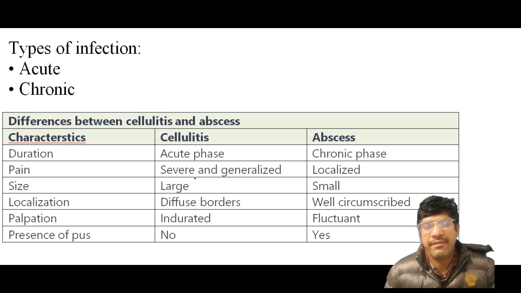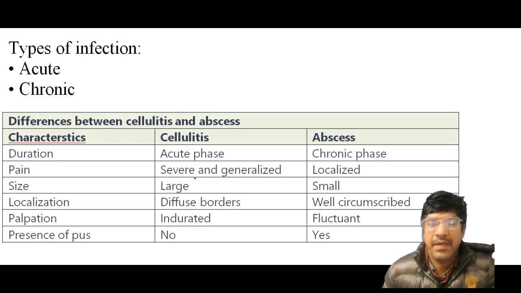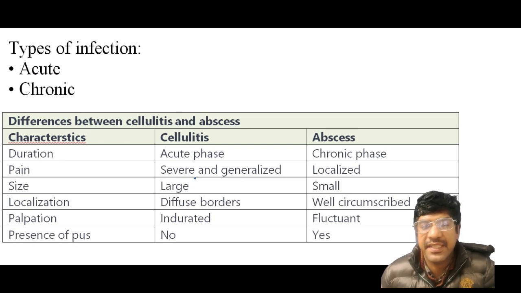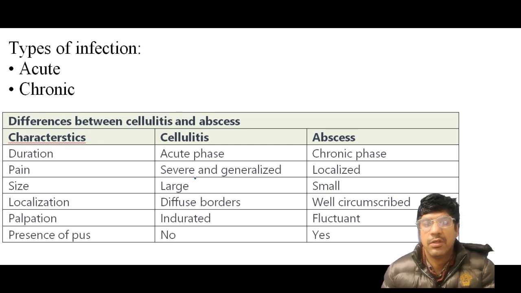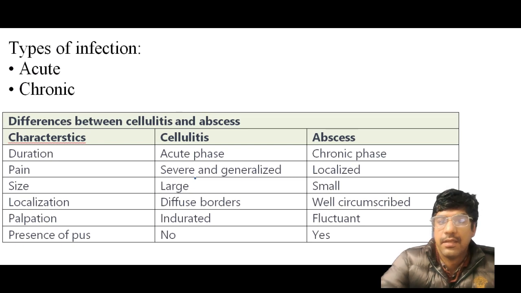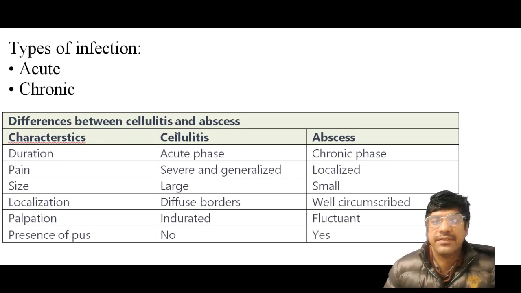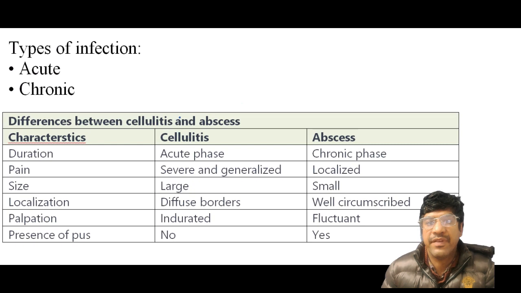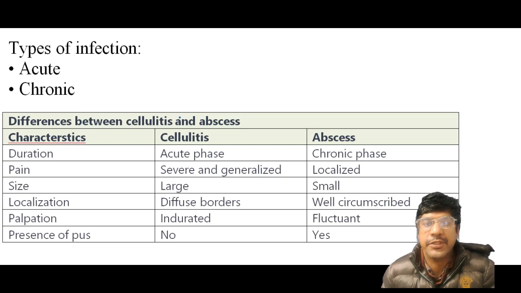Picture a thick-walled cavity filled with pus, which will be filled with bacteria, dead cells, and tissue fluids. These infections are usually caused by bacteria like Staphylococcus, whereas cellulitis is a type of infection that spreads within the loose connective tissue of the body. Picture it as a diffuse or widespread infection that can affect areas like skin, mucous membrane, or the deeper tissue.